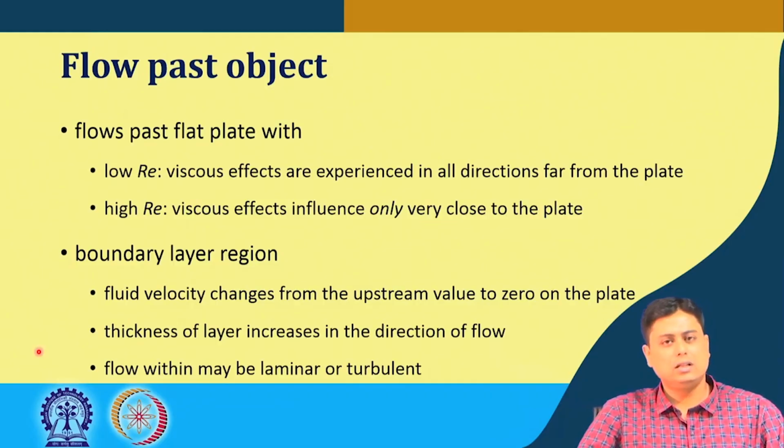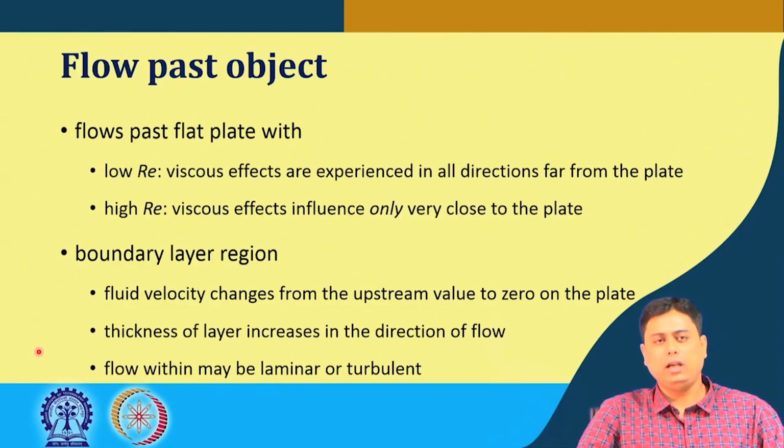Now, we have seen the concept of the boundary layer also. The boundary layer is the scenario where the fluid velocity changes from its upstream value to 0 on the plate. So, the boundary layer has a thickness, but there is not that sharp an interface. The thickness of this layer actually increases in the direction of flow. The flow within this boundary layer may be laminar or turbulent. Basically, you can think of this boundary layer region as a region where the viscous effects are dominant.